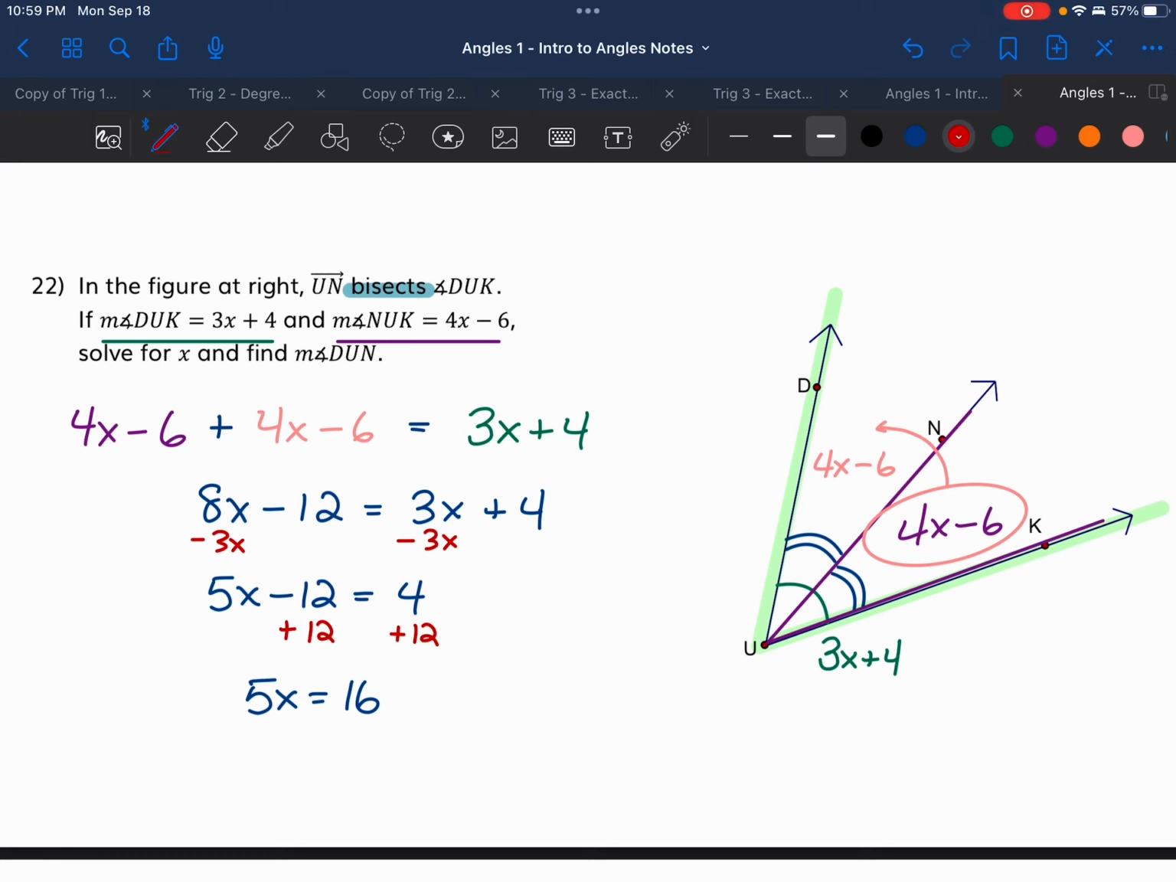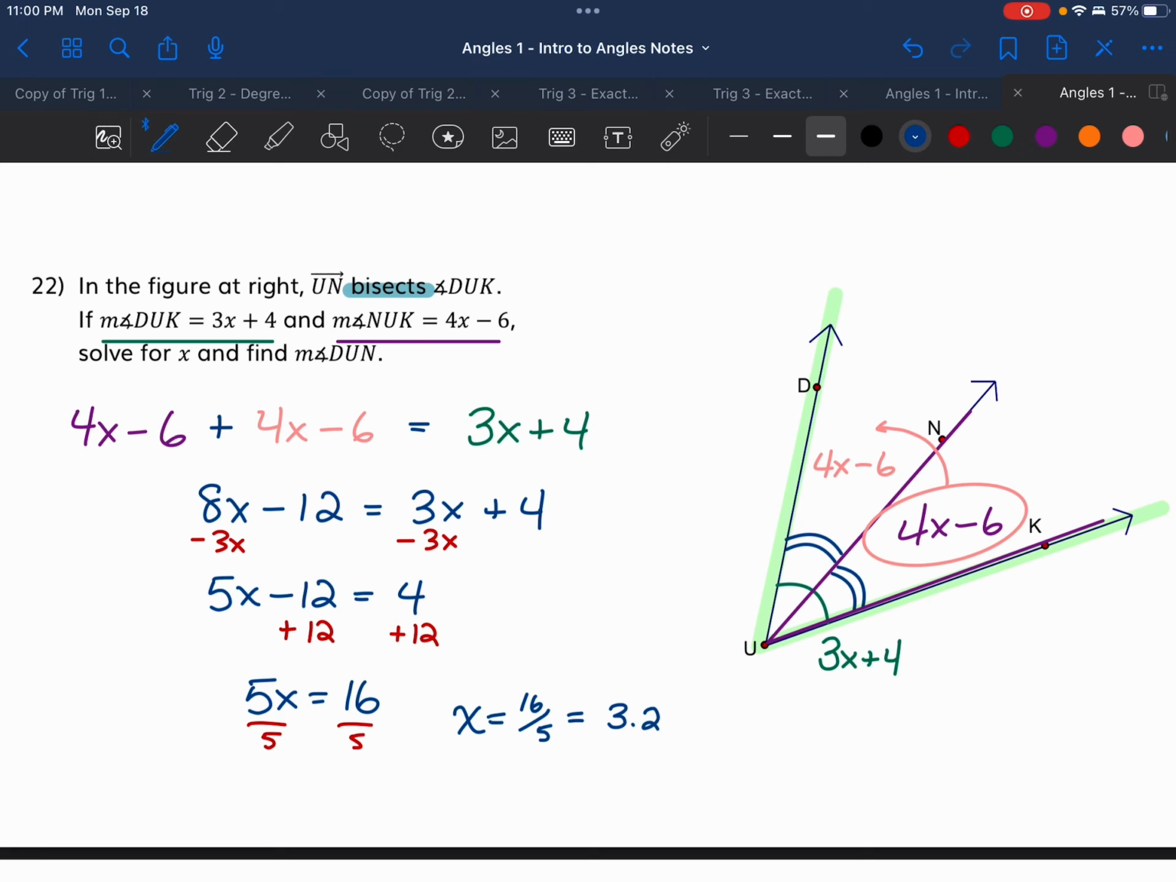Oh, that's not pleasant, is it? Well, that's fine. There's nothing wrong with getting a fractional or a decimal answer. X equals 16/5. Probably you don't want to leave it that way, though. Grab a calculator. You're not going to have a number that's too difficult here. X equals 3.2.